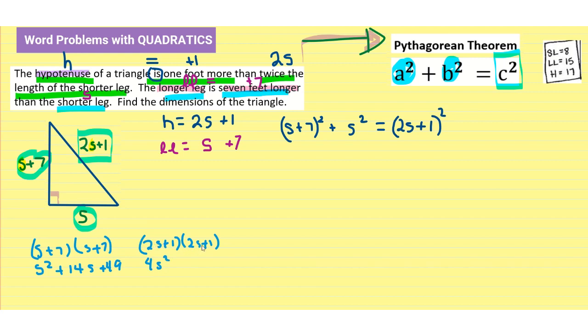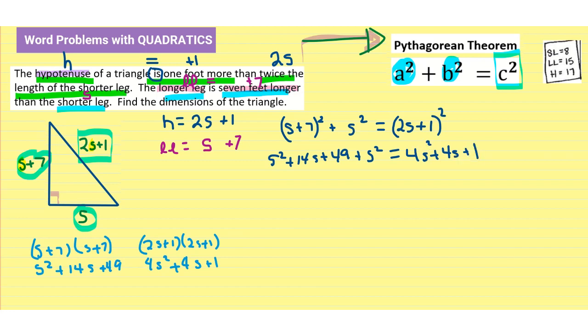Then I'm going to have 2s plus 2s is going to give me 4s in the middle, and then 1 times 1 on the end is going to give me plus 1. So these two things are going to be equal to s squared plus 14s plus 49, plus my s squared that's already there, so plus s squared up there, and then this binomial that's being squared is equal to 4s squared plus 4s plus 1.